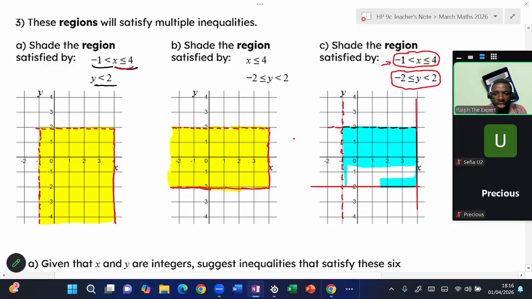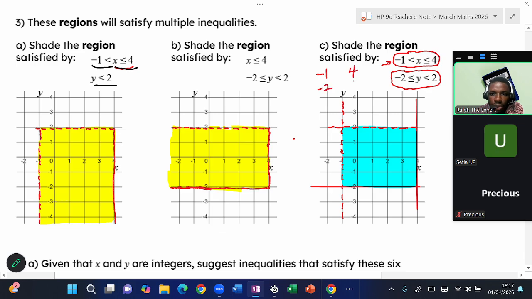Sefia, did you get what we did? Did you understand? No. Okay, I'm going to explain it in a moment. So Sefia, when you look at -1 less than x, what does it mean? That -1 is smaller than x. Obviously. So if you notice, there are four numbers here: -1, 4, -2, and 2.